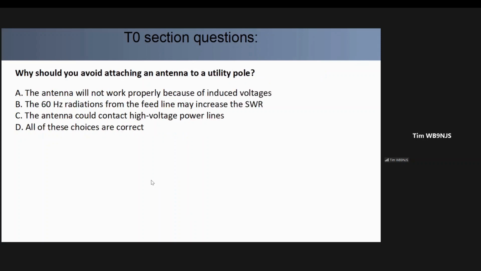Okay, I think this is a simple one, but maybe not. Why should you avoid attaching an antenna to a utility pole? Well, there's a couple of reasons, but the one that makes the most sense is that the antenna could contact high voltage power lines, and that is just flat out disastrous. You do not want that to happen. You don't want your antenna anywhere near utility lines, particularly high voltage lines.